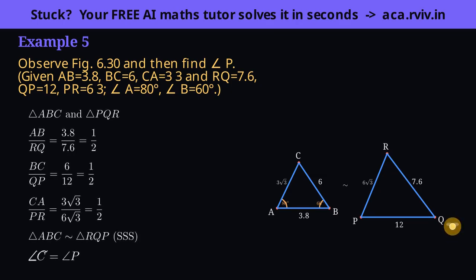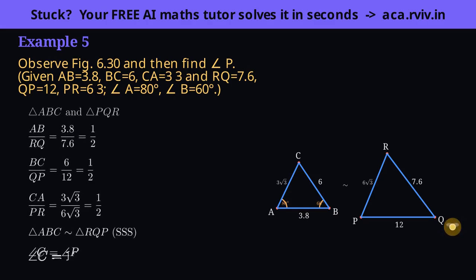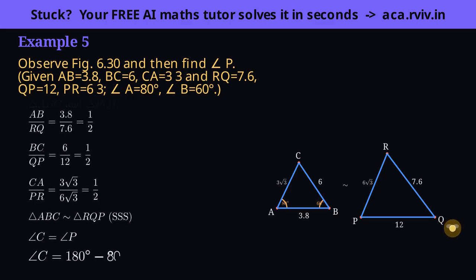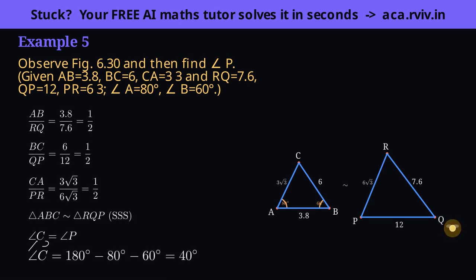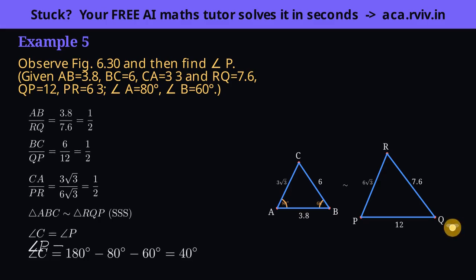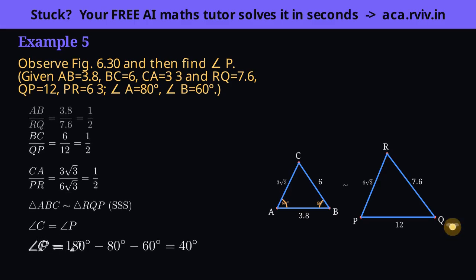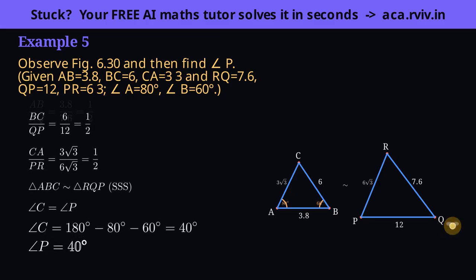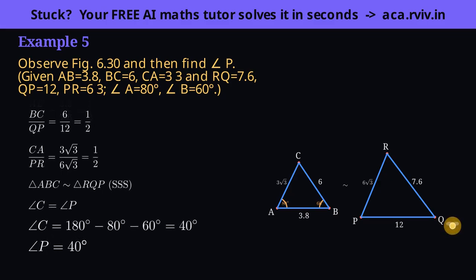And angle C is easy, because the three angles of any triangle add to 180. We know angle A is 80 and angle B is 60, so angle C is what's left, 180 minus 80 minus 60, which is 40 degrees. Since angle P equals angle C, and angle C is 40, angle P is 40 degrees. That's our answer, reached entirely by lengths, then carried across by similarity.